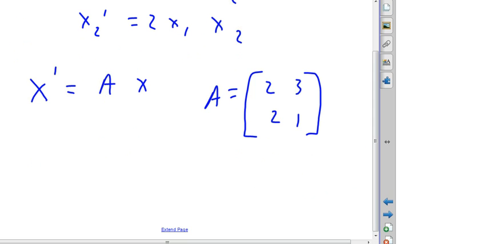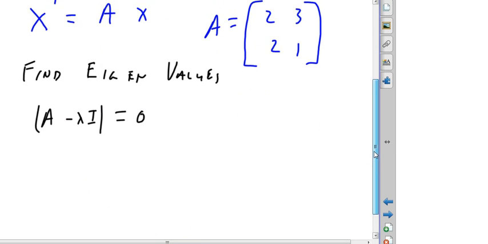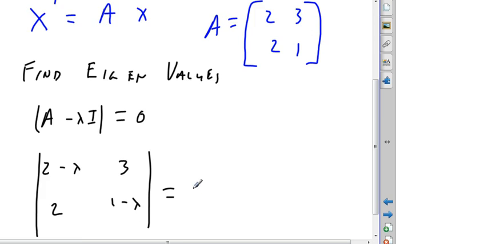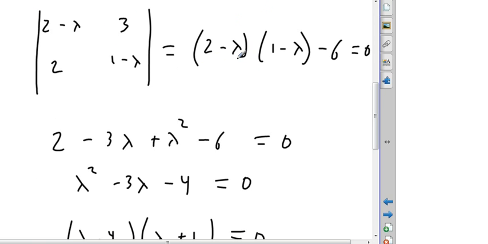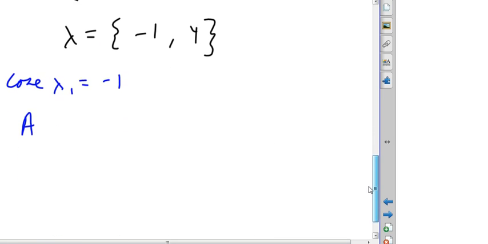Okay, so now we need to find the eigenvalues. I'm going to take A minus lambda I, take its determinant, and set it equal to 0. And so I'm going to have 2 minus lambda, 3, 2, 1 minus lambda. The determinant is 2 minus lambda times 1 minus lambda minus 6 equals 0. I'm going to multiply it out and factor it and get lambda is equal to minus 1 and 4.